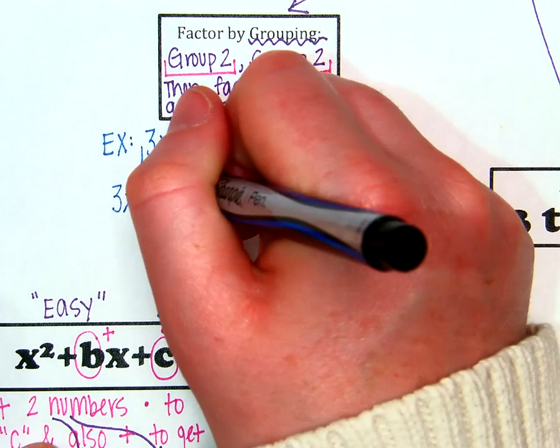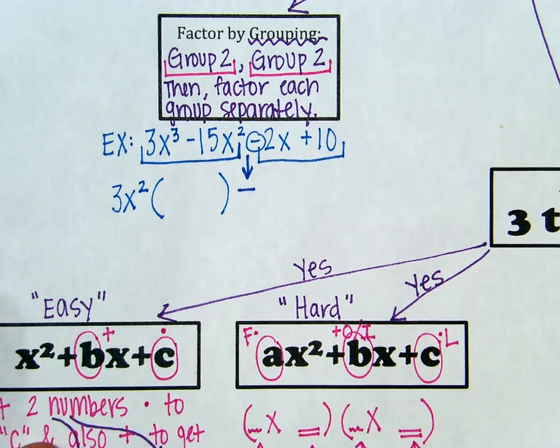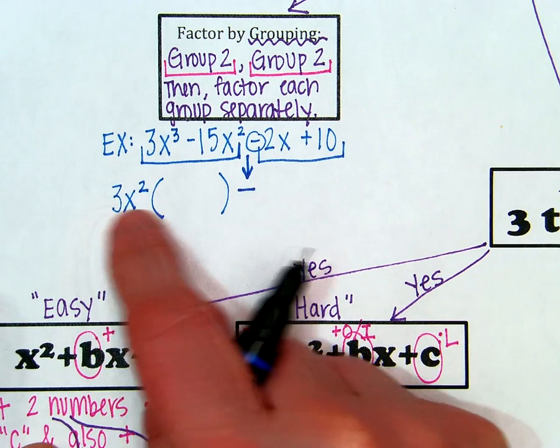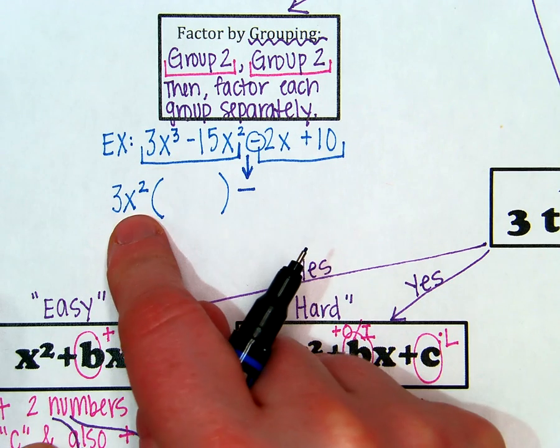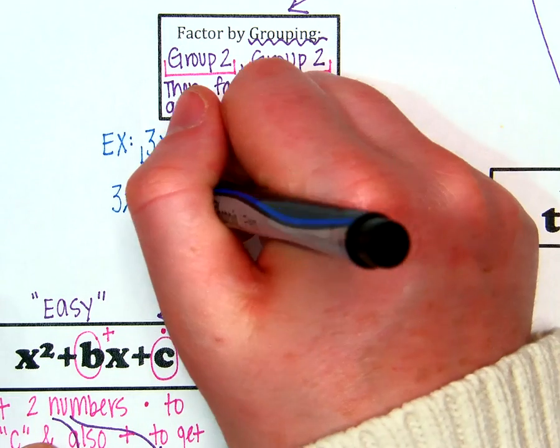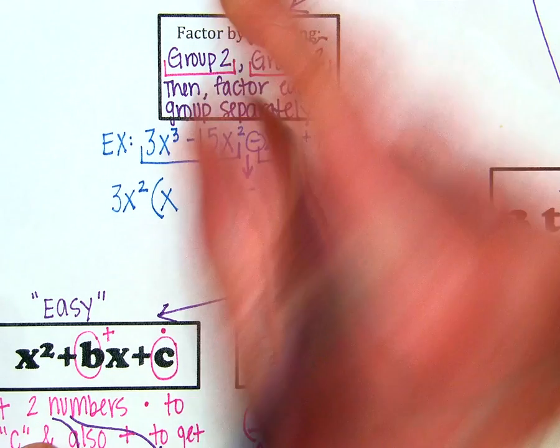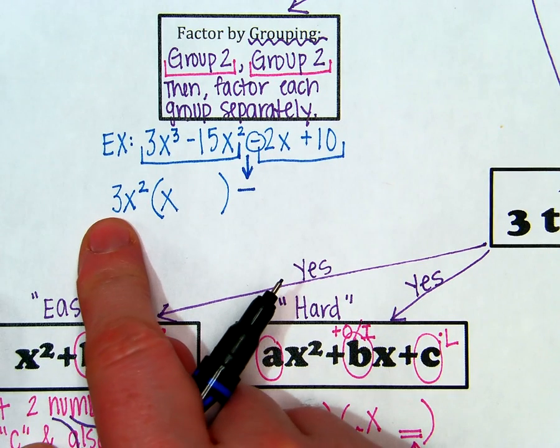And then I put my leftovers in parentheses. Well, if I take 3x squared out of this term right here, 3 divided by 3 is just 1, and x cubed, take out an x squared, there's only going to be 1x left. Then I do the next one. Negative 15, I'm taking out 3, factoring out 3, that means dividing by 3.